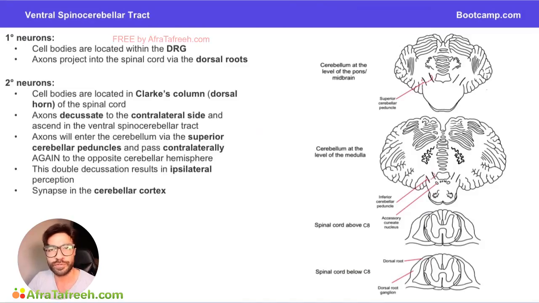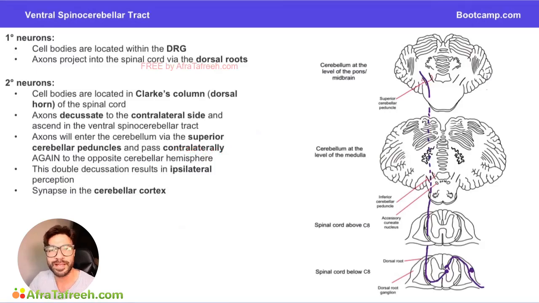Similar to the dorsospinocerebellar pathway, the dorsal root ganglion is where we're going to find the cell body for the first neuron in this pathway. It's then going to enter in and synapse again in Clark's column on a neuron in there. From here, the second neuron is going to decussate across and enter into that ventral spinocerebellar tract.